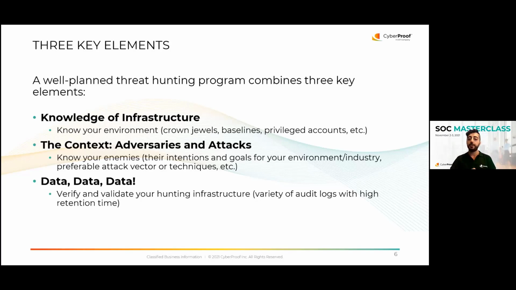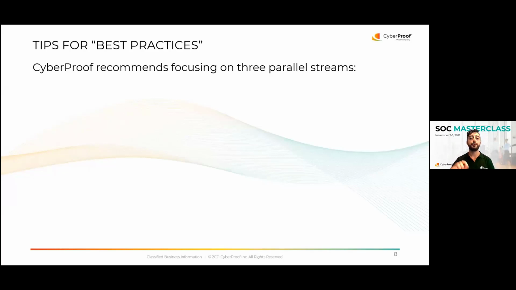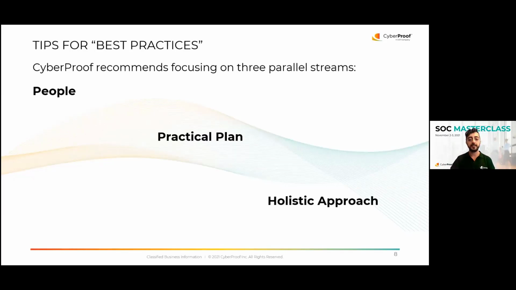Let's see how you can create your own practical plan. After we realize those 3 key elements, let's focus on 3 parallel streams you need to form in your organization to gather this program. So we're going to focus on the people, on the practical plan itself, and we're going to talk about the holistic approach that is needed. Let's start first with the people.